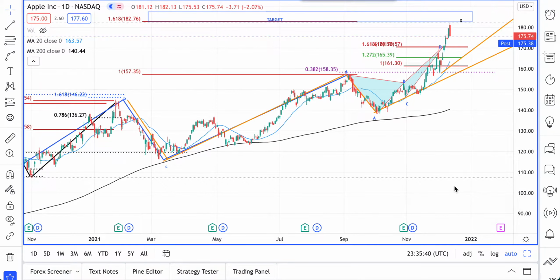Today we are going to review Apple stock. Previously we have made videos on Apple stock, and what is important to note is that Apple hit the target we were looking at. We were looking for Apple to hit 182 to anywhere between $188 per share, and this seemed to have happened today, and in fact Apple closed lower for the day.